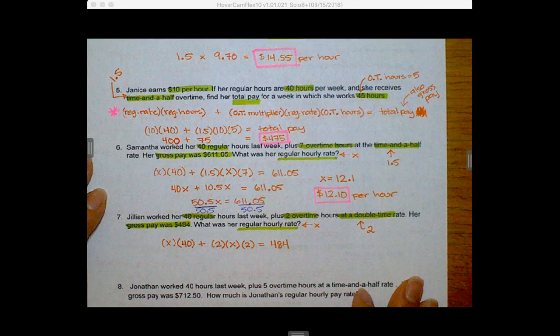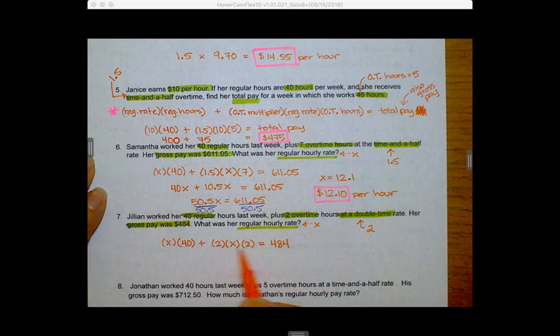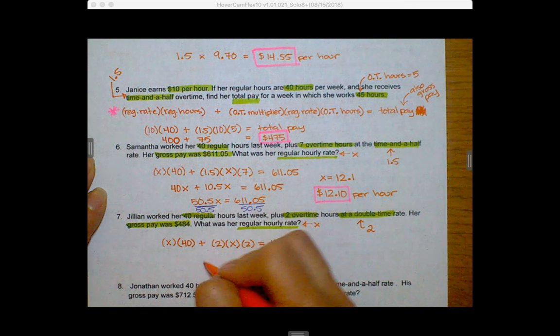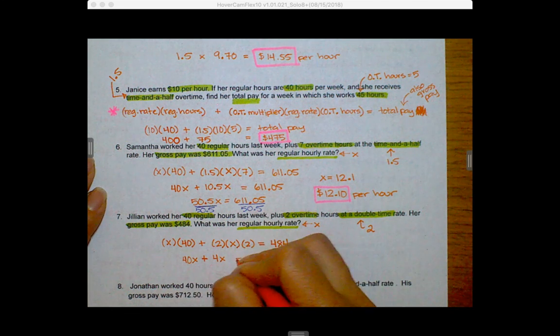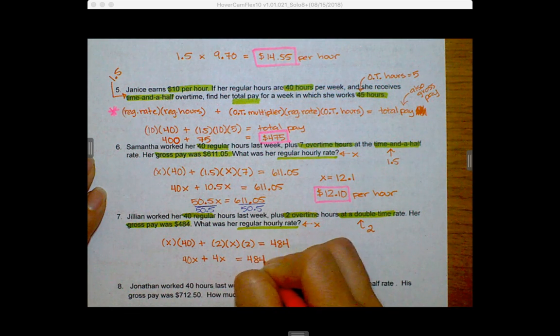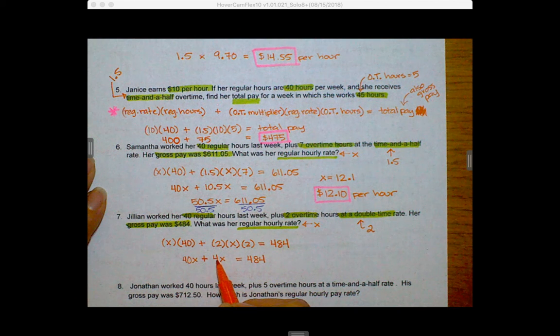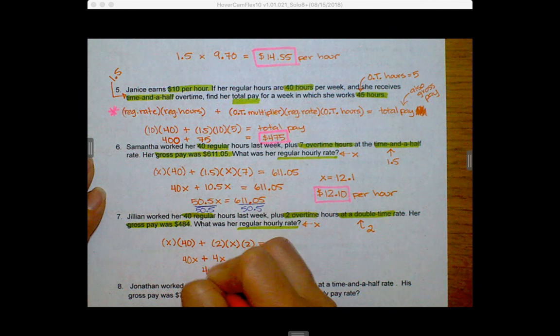Okay, so now we're going to simplify and solve. I'm first going to simplify this part, the 2 times 2. It's giving me 4x. Over here, I'm just going to write this as 40x. Okay. Now I'm going to combine my like terms. 40x's plus 4x's makes 44x's.